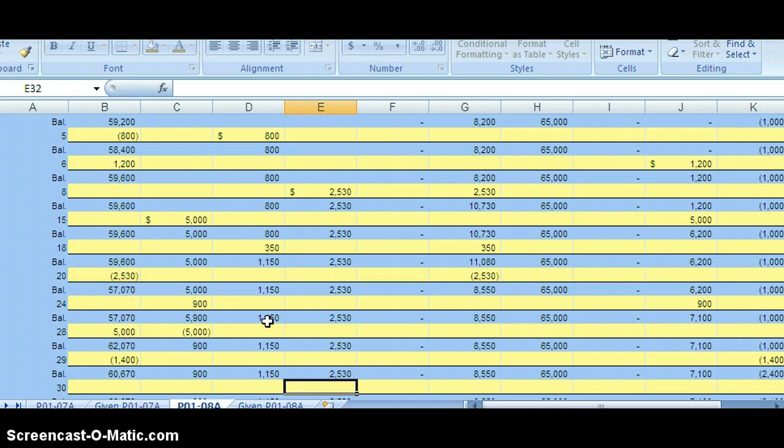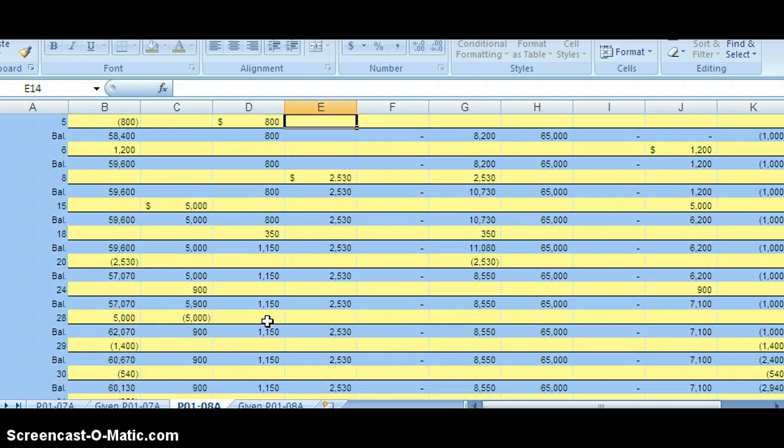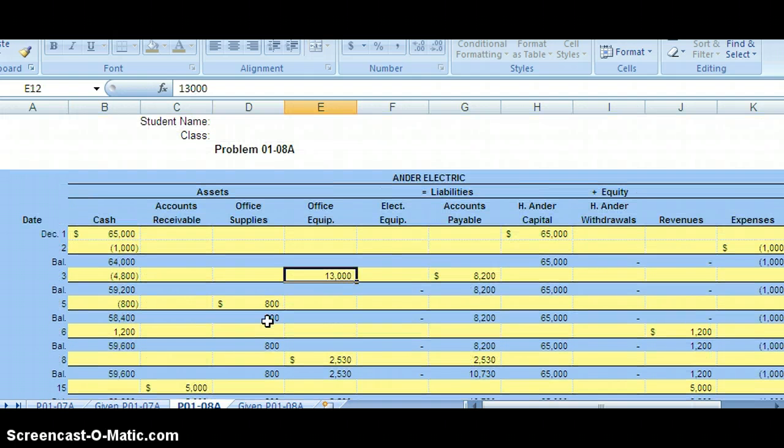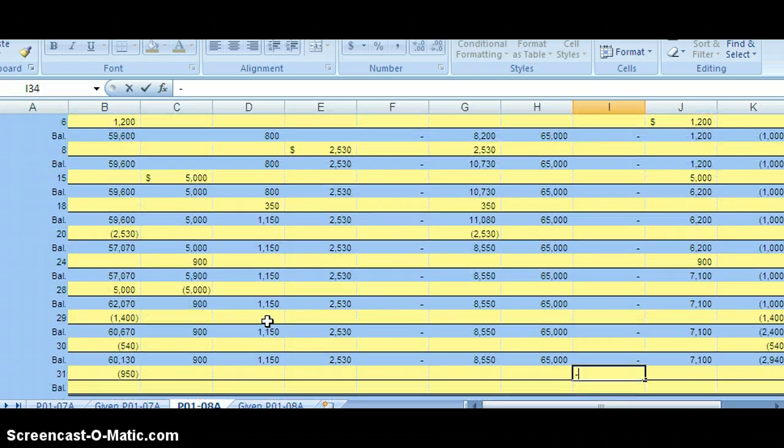The 30th, we are going to pay $540 for our utility bill. So cash is going down again, and we're going to decrease equity by recording an expense, $540. On the 31st, which is our last transaction, and we're going to close right here, and that is we withdrew $950 for personal use. So I'm going to take this $950 out of our checking account, and I am going to offset the partner or company owner withdrawal, which is going to be $950.